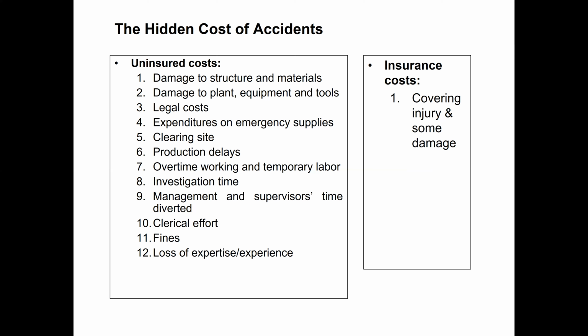There are expenditures on emergency supplies. Okay, if an accident happens, then we have to implement emergency procedures. So some expenditures occur on those emergency supplies. We have to clear that construction site, so there is a cost for clearing the site. Okay, there are production delays: progress delay, overtime working and temporary labor.